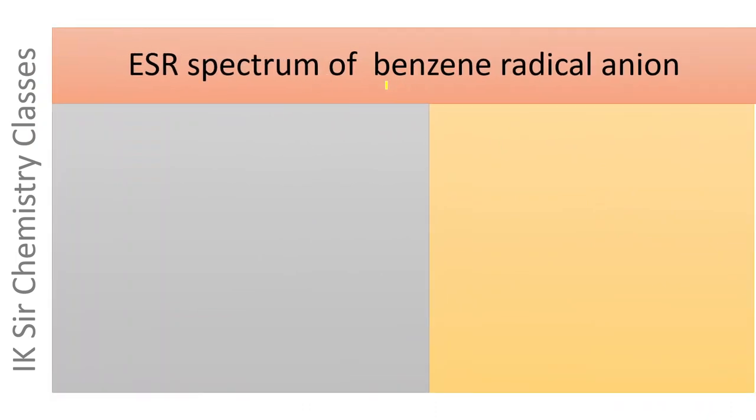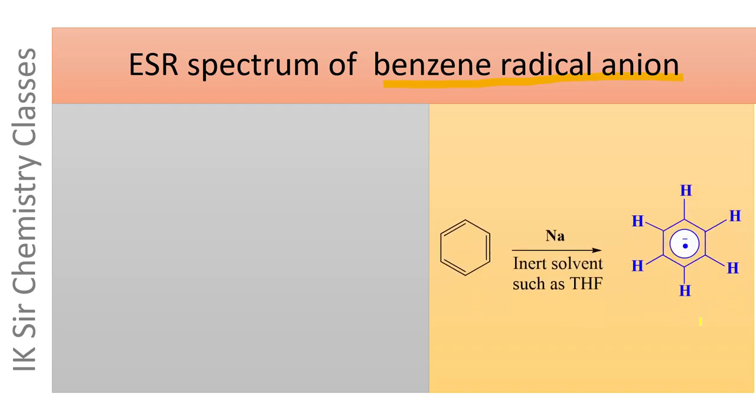ESR spectrum of benzene radical anion. The benzene radical anion has a C6H6 ring with one unpaired electron and negative charge. It is produced by the reaction of benzene with sodium metal in an inert solvent such as tetrahydrofuran.